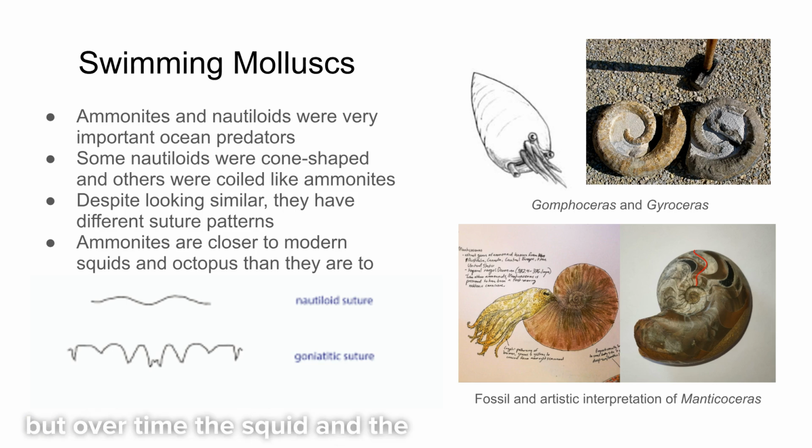But over time, the squids and the octopuses found other ways to stay afloat. That being said, ammonites are actually more closely related to the squids and the octopus than they are to the nautiloids, despite the fact that they both have shells.